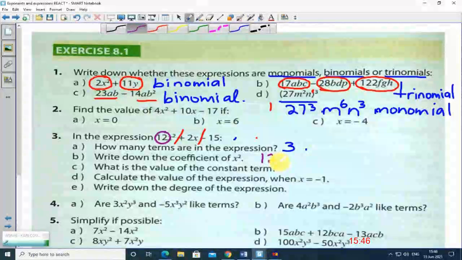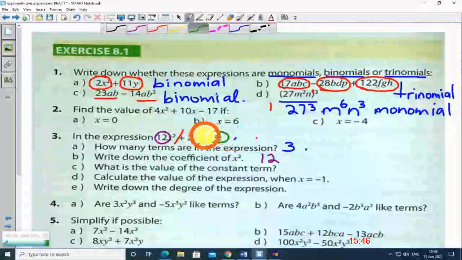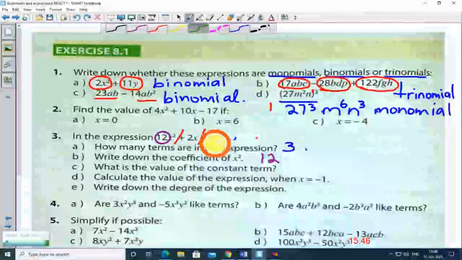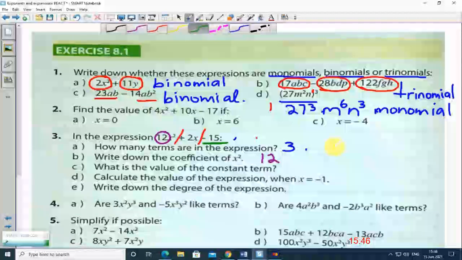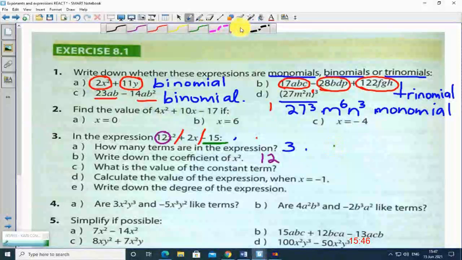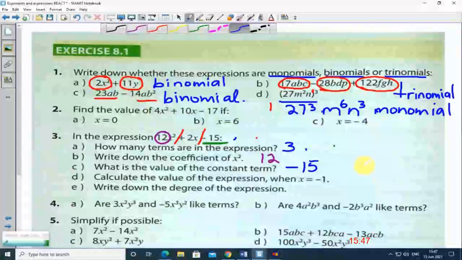What is the value of the constant term? Okay, what's the constant term? The constant term is the bit at the back that has no x's. Well, it doesn't have to be at the back. It's just the part of the expression that has no x's in it. In other words, it never changes its value, so it remains constant. And remember that we said the sign always goes with the term. So the value of the constant term here is negative 15. Not just the 15, but the negative as well. Alright?